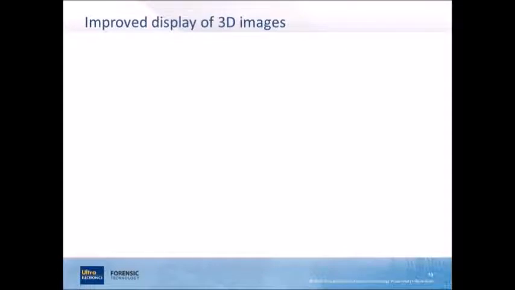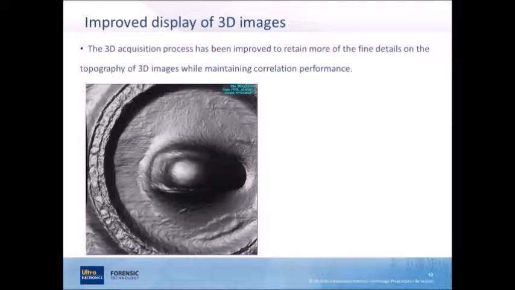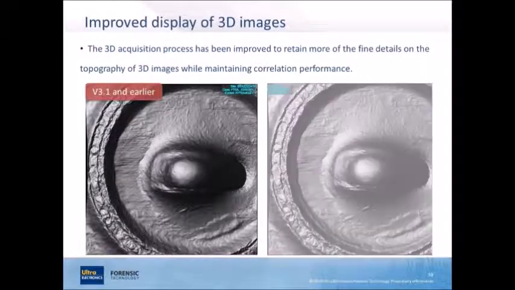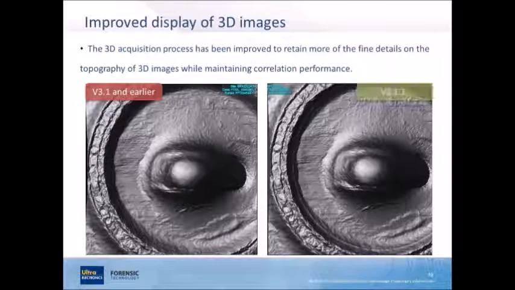On the 3D side of things for cartridge cases, the acquisition process has been improved with the result that we retain more of the fine topographical details while maintaining correlation performance. You can see here on these images of a Glock cartridge case, there's a little more detail on the shear mark retained on the version 3.1.1 image on the right-hand side.